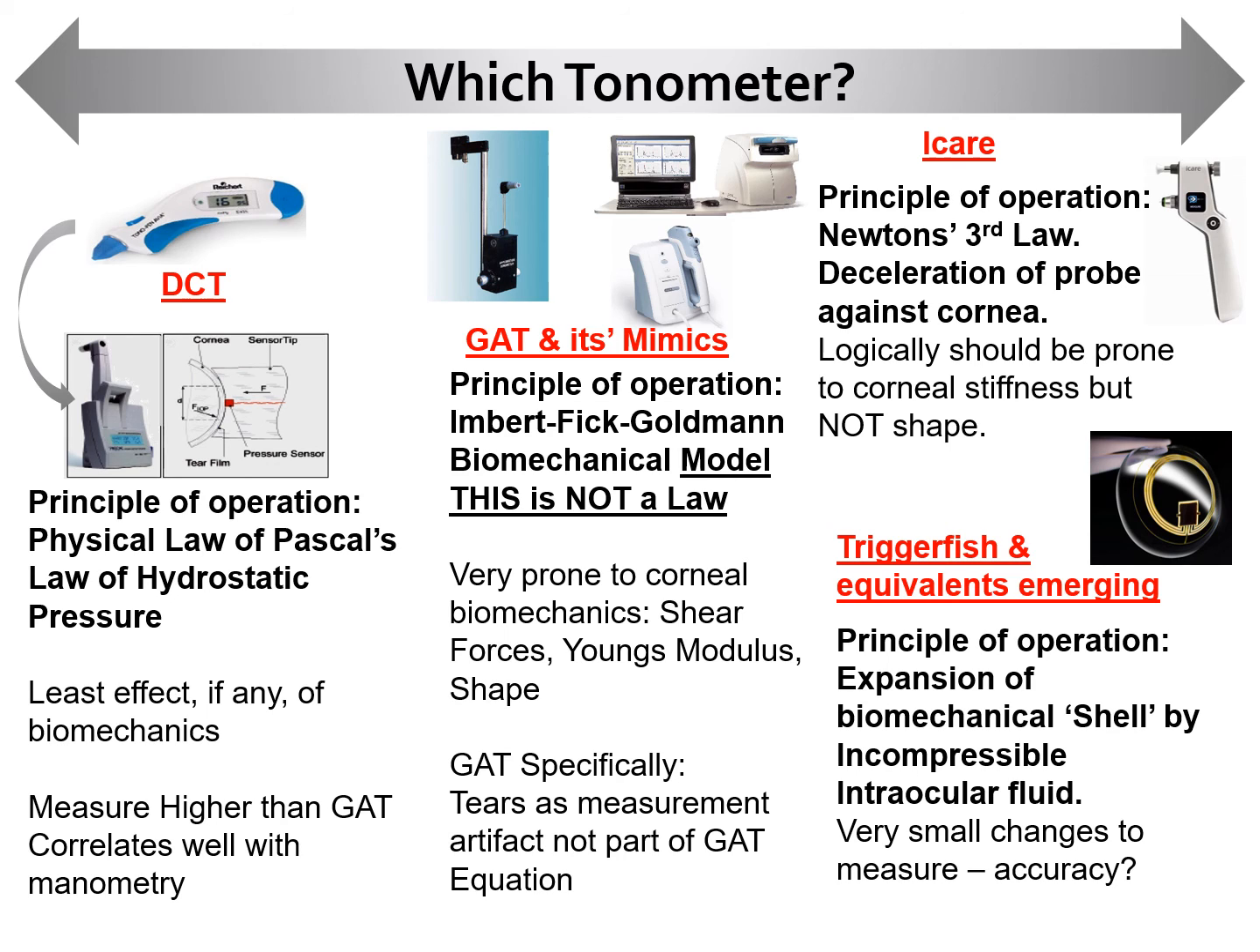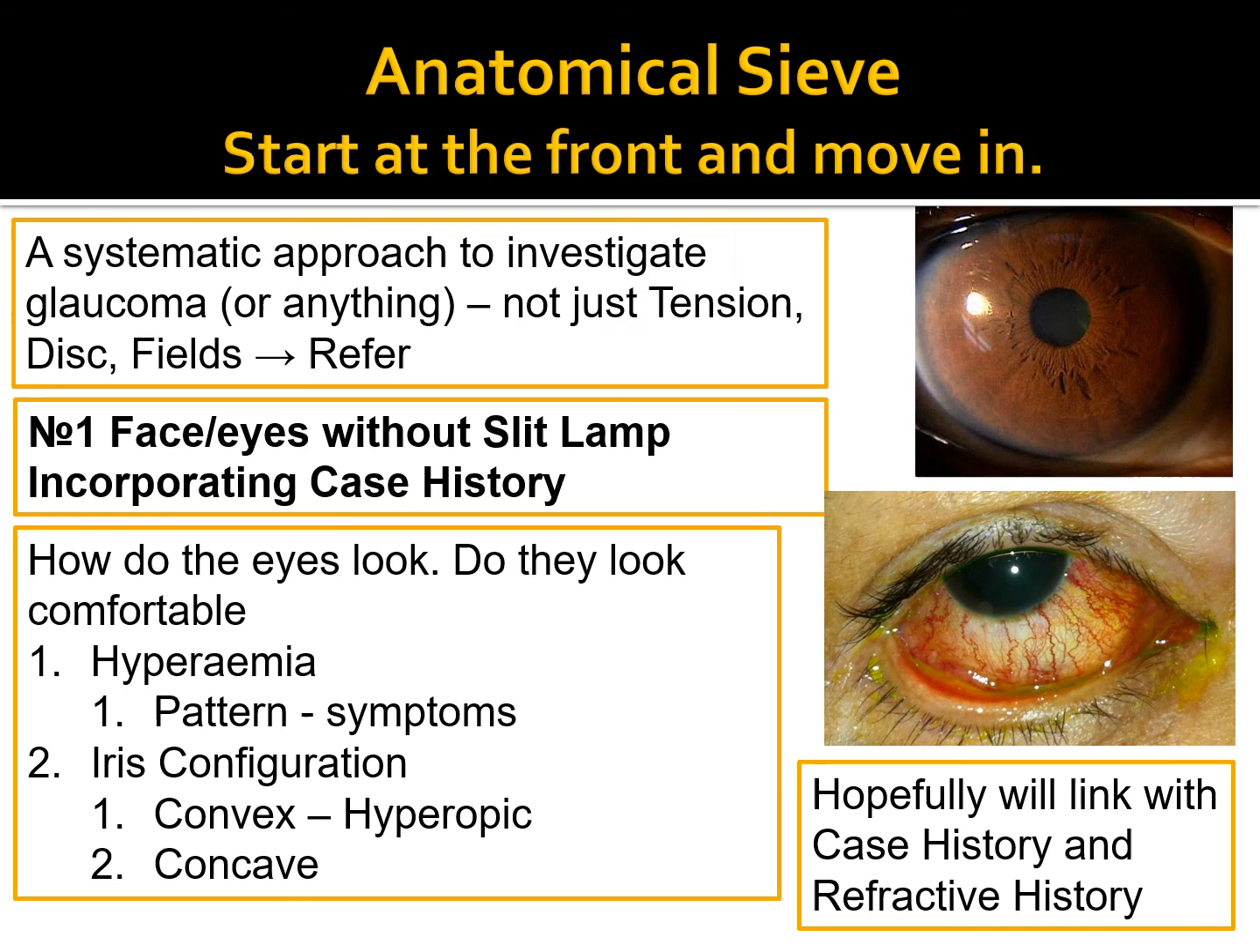And then there's iCare, which uses Newton's third law, deceleration of a probe. And then Triggerfish uses the idea of expansion of a biomechanical shell by incompressible intraocular fluid. So they're all different principles. The one to me that's most robust is definitely the DCT. So moving on finally, that's taken like 55 minutes or something just to get through tonometry. Now back to my anatomical sieve idea. We do need to start systematically and work through the eye.